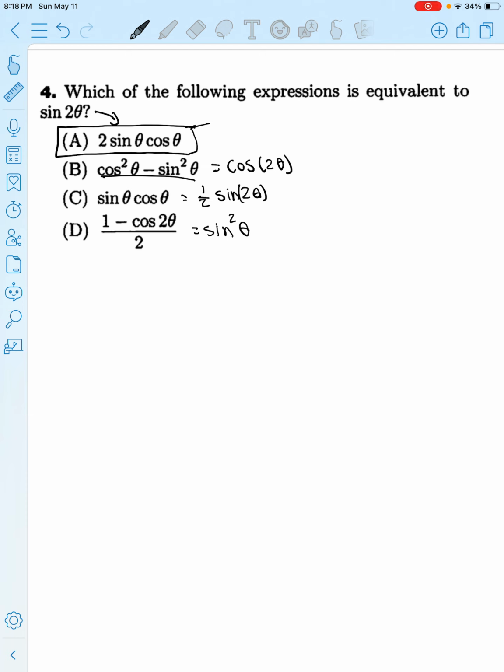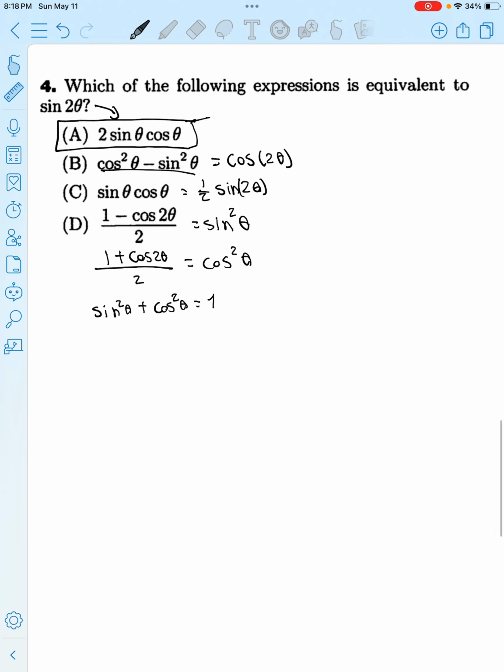Okay, and if I want to add one more to remember, because it's also common a lot in exams: 1 plus cosine 2 theta, divided by 2, with the positive, is going to be cosine squared theta. Another one that I remembered right now: sine squared theta plus cosine squared theta equals 1. I think this one is pretty obvious.